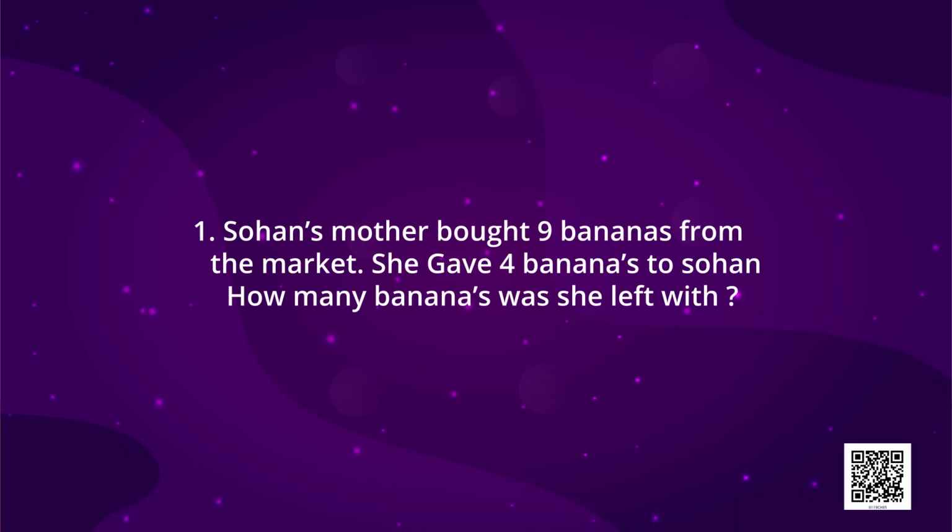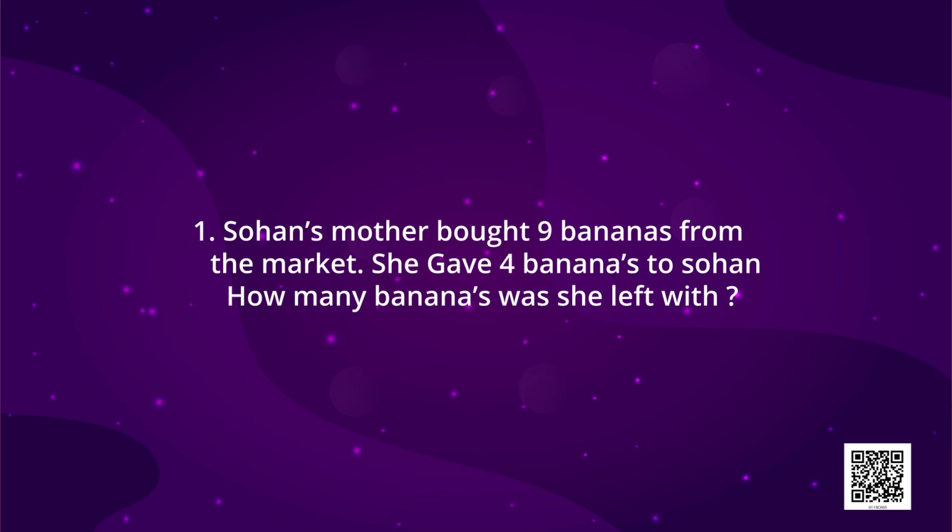Now some more questions. Sohan's mother brought 9 bananas from the market. She gave 4 bananas to Sohan. How many bananas was she left with? So tell me what should be done. Some bananas have been given away. That is to take some numbers away. It means subtraction. Thus, we will get the answer by subtracting. This you can do easily now.